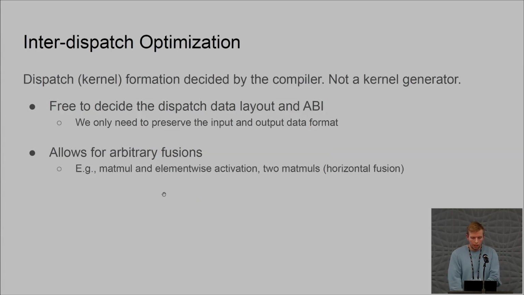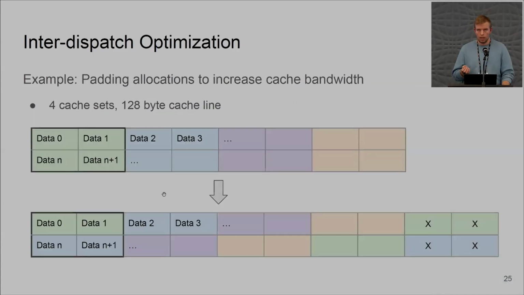Because we are the kernel generator, we are free to decide what is the data format of kernels. So as long as it's not the input or output of the whole program, we are free to decide what kind of data gets exchanged across kernels. And this allows us to perform arbitrary fusions. We can put 2 or 3 matmuls in the same kernel if we want to. We can do transformations like padding to increase the L1 cache bandwidth.